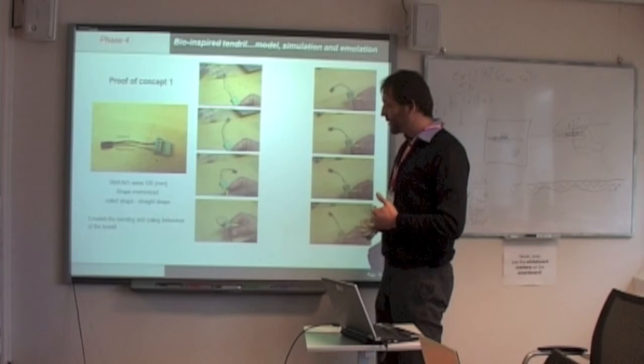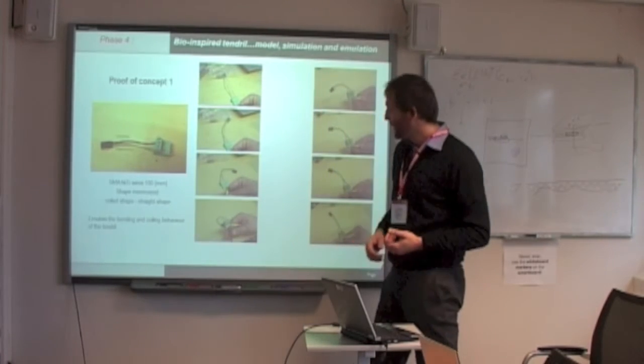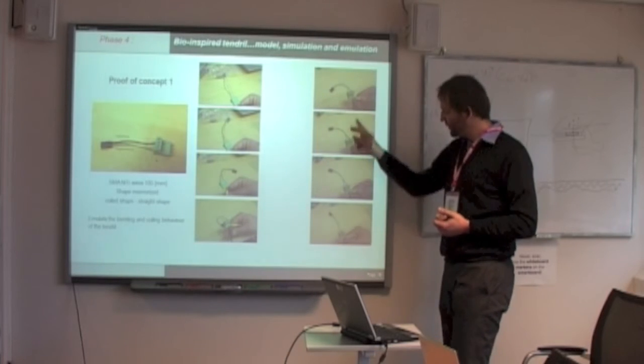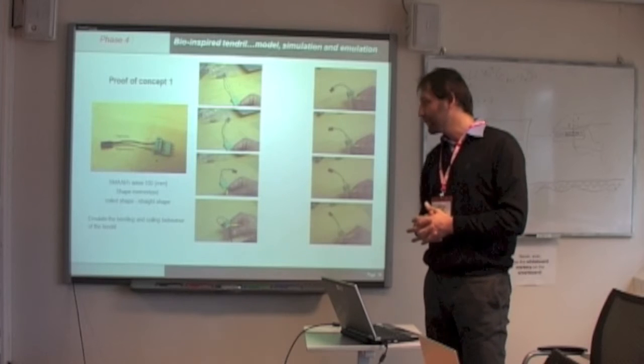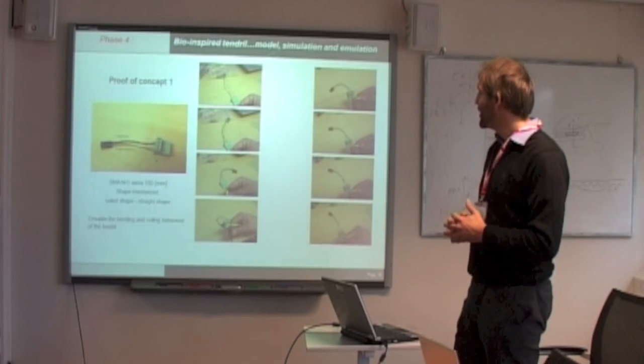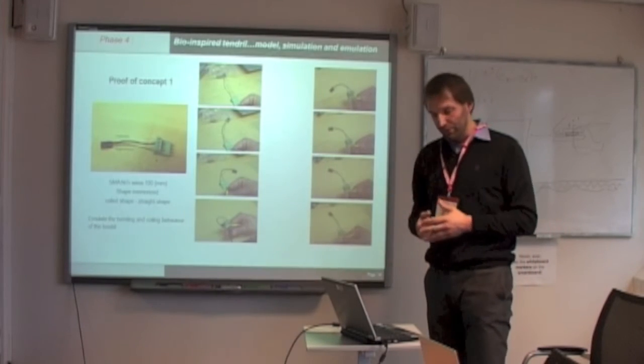In the other case, if we give current to the other wires, we can recover the original shape of the system. So we can emulate the bending and coiling behavior of our tendril. This is one proof of concept.